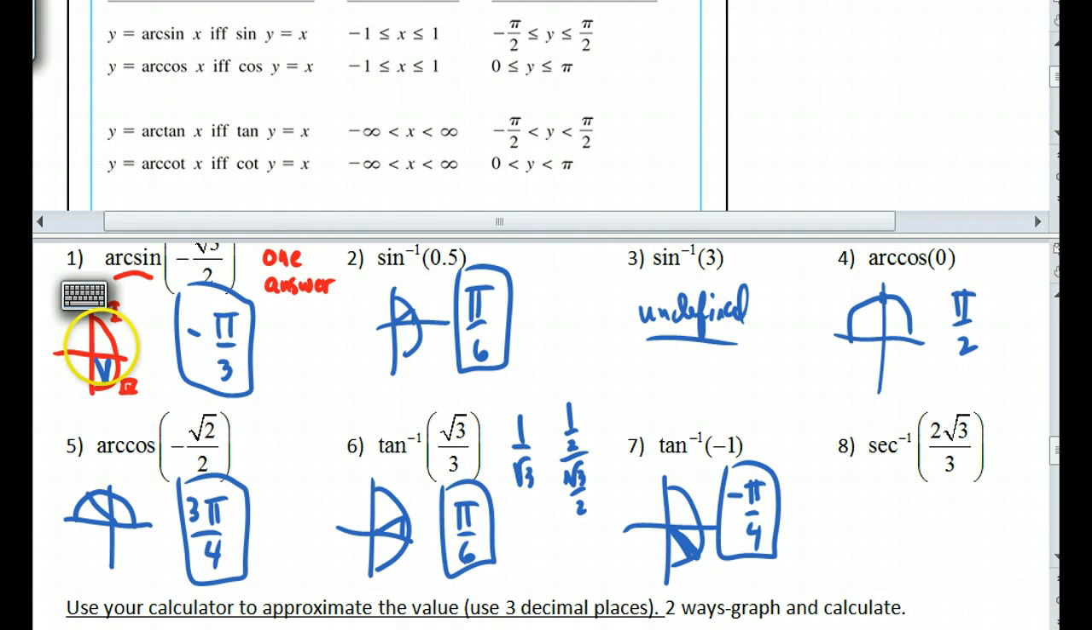Okay? Did I say 5 pi over 3 here? Yeah, I think so. Okay. Yeah, I knew I said something wrong there. That's 7 pi over 4. Thanks.